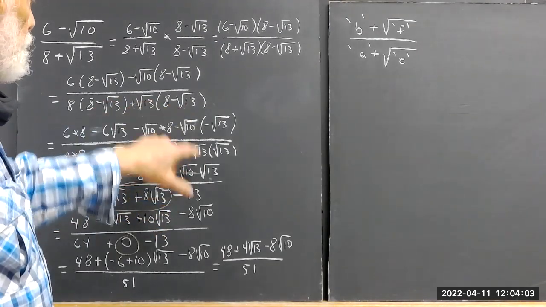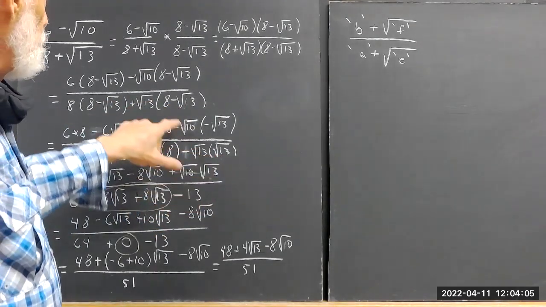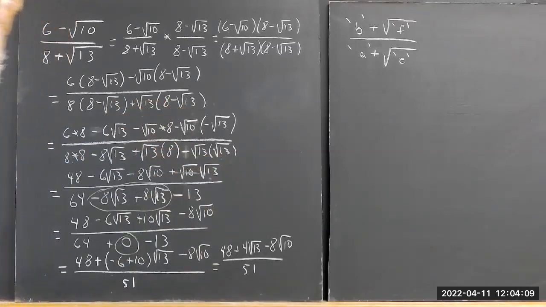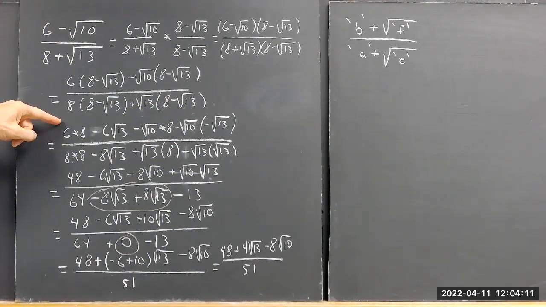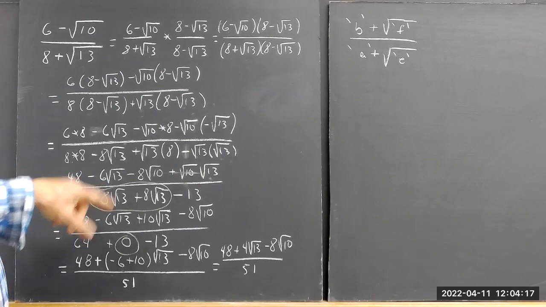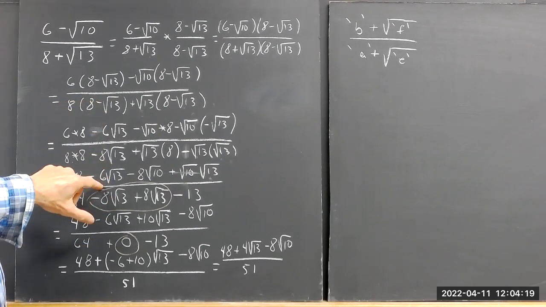And square root of 13 times negative 13, or minus the square root of 13 times the square root of 13. Now we multiply the 6 by the 8, and we get 48. This term comes down just as it is.